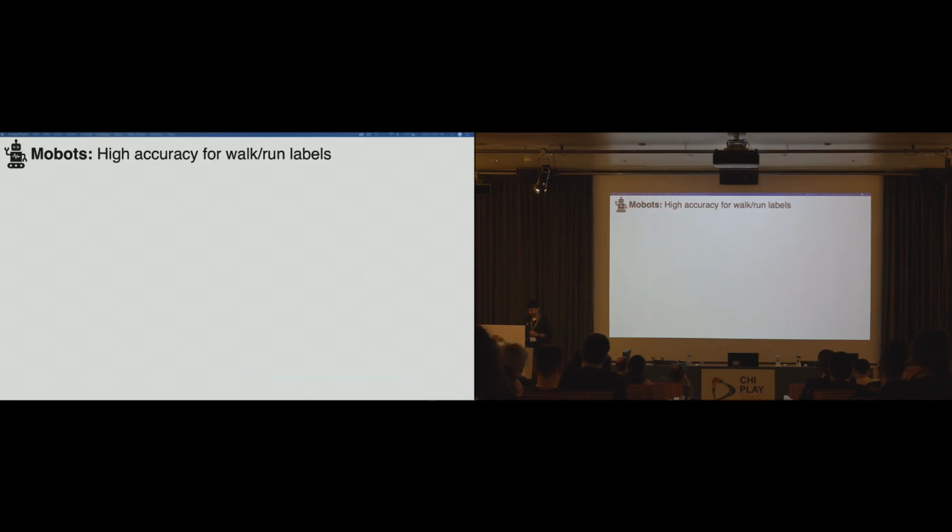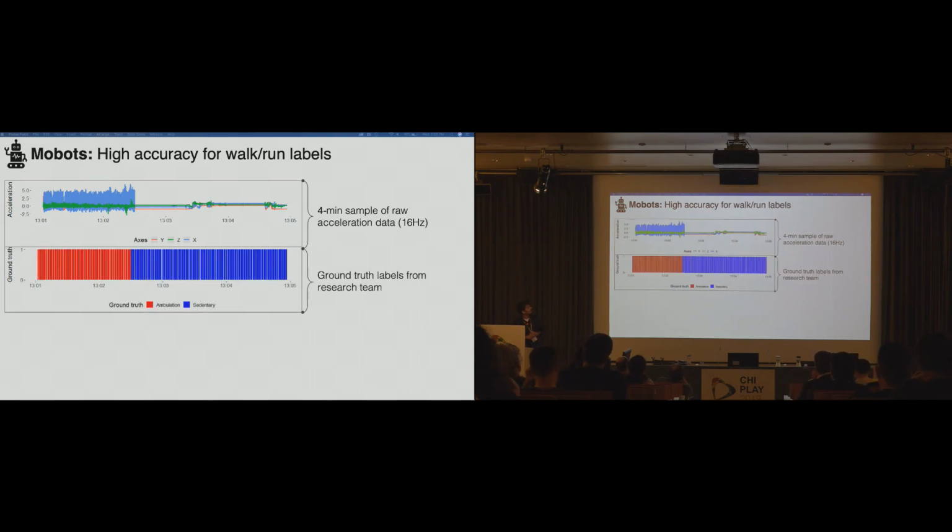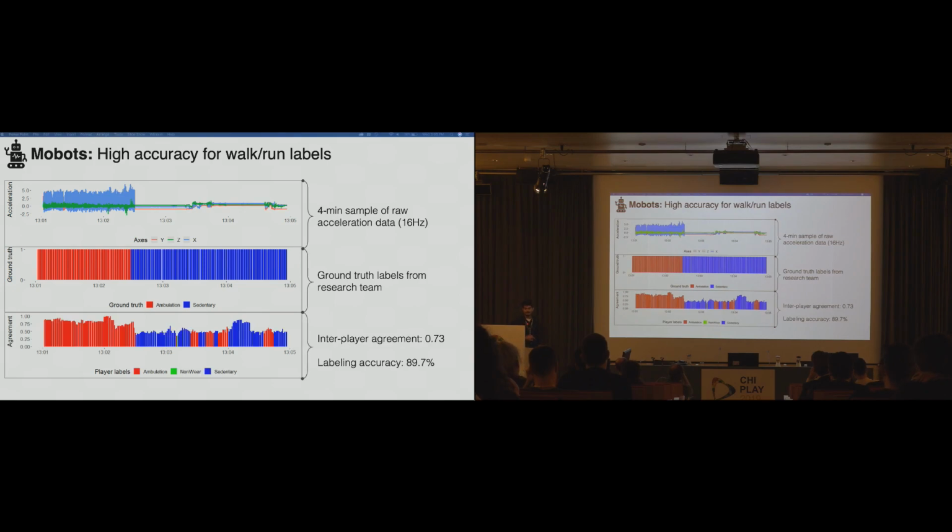So we can take a look at the results in detail for each of the games. For Mobots, we have, let's say, a 4-minute sample of raw accelerometer data. And then we have the labels that our research group had assigned to this data set. You can see the first part of the data is walking activities. The second part is sitting activities. And then we have labels from casual game players who played Mobots. These are the players who have no background in machine learning or exercise science. So Mobots players had a labeling accuracy of 89%.